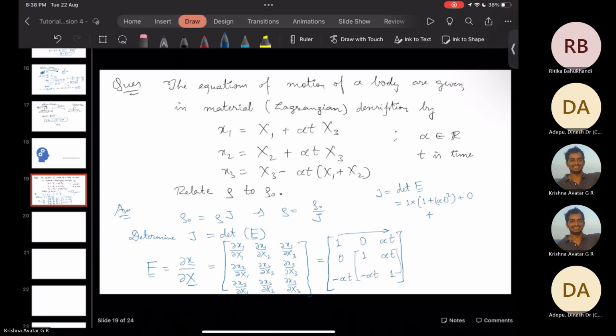For the third element in this row, we have alpha t, and then this gets multiplied by minus alpha t into 0, so 0 into minus, so plus alpha t into alpha t. This gives us 1 plus alpha squared t squared plus alpha squared t squared, so 1 plus 2 alpha squared t squared. Now you see that we just have to substitute the expression for J here, and we are able to get 1 plus.